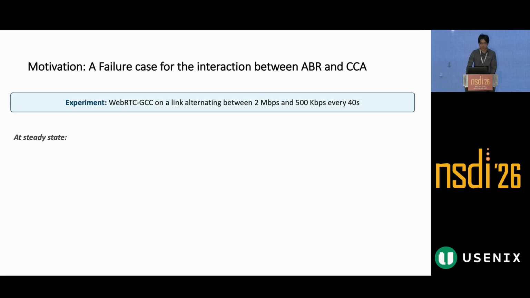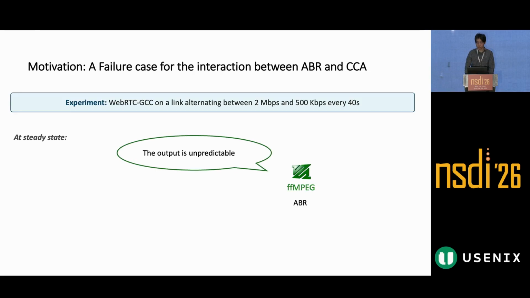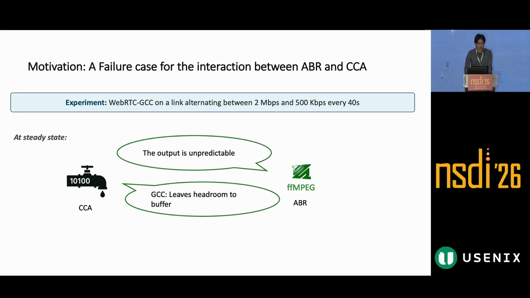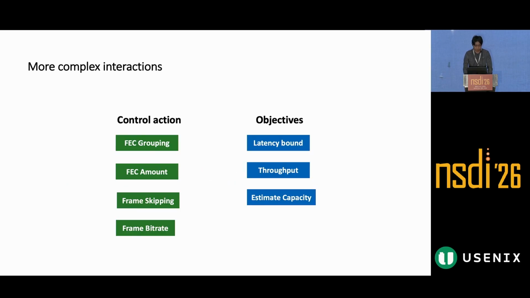And even at steady state, there's still a problem because the encoder's output is pretty unpredictable. So at best effort, what GCC can do is to leave headroom to buffer and absorb any unexpected burst. However, this conservative strategy causes 2 to 3 times waste in link utilization.